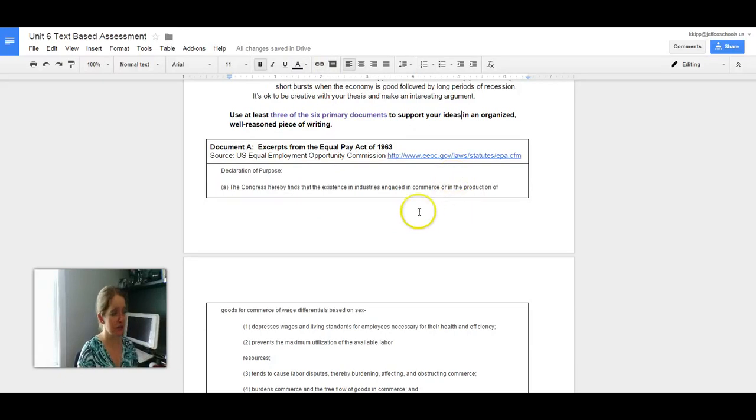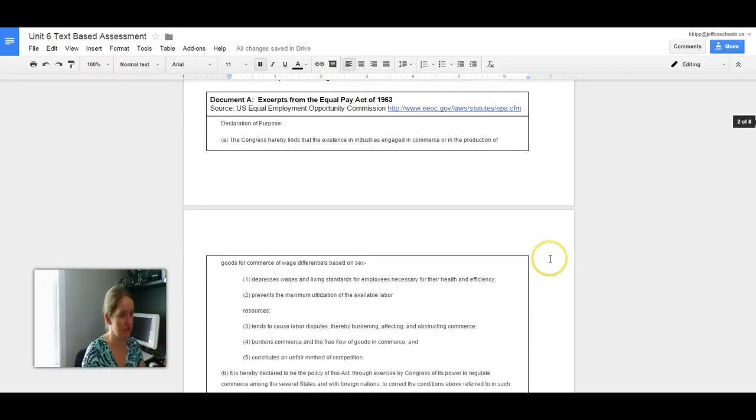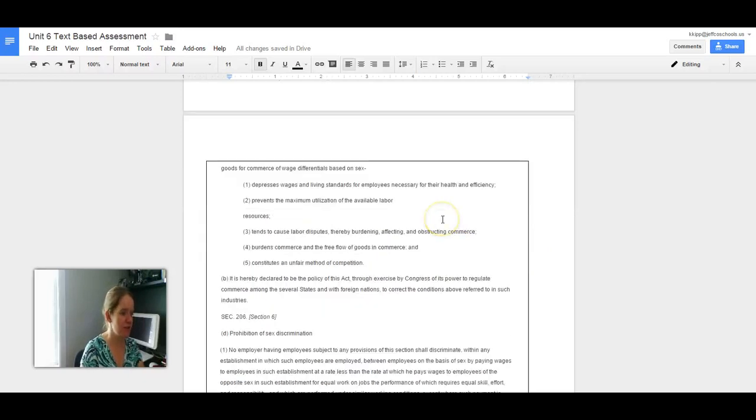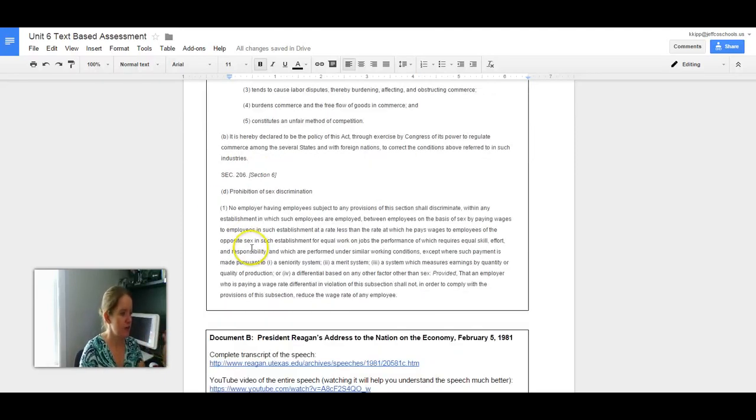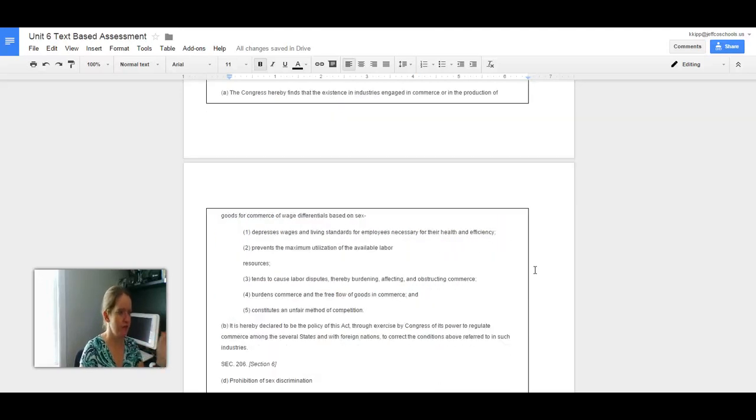So we have several different documents here. Document A is an excerpt from the Equal Pay Act of 1963. It's talking about why equal pay for men and women is important, okay? So we have the Declaration of Purpose here that talks about why they're passing this law to make sure that men and women's wages are equal, and the actual clause about not discriminating based on gender for a person's wages, how much they earn.